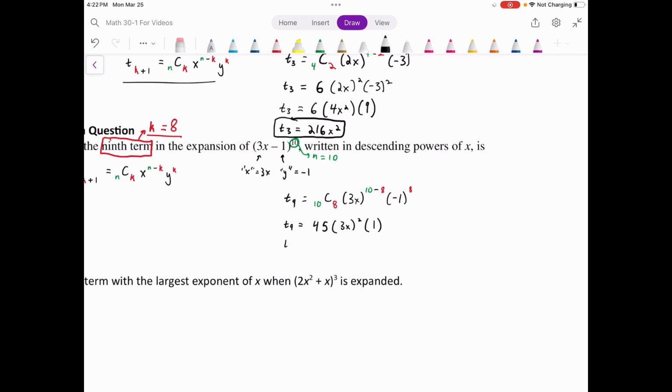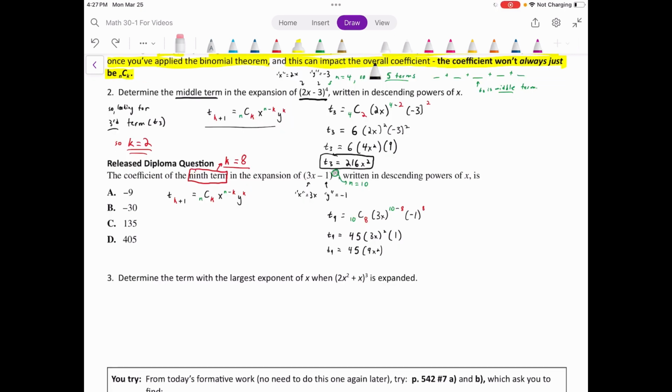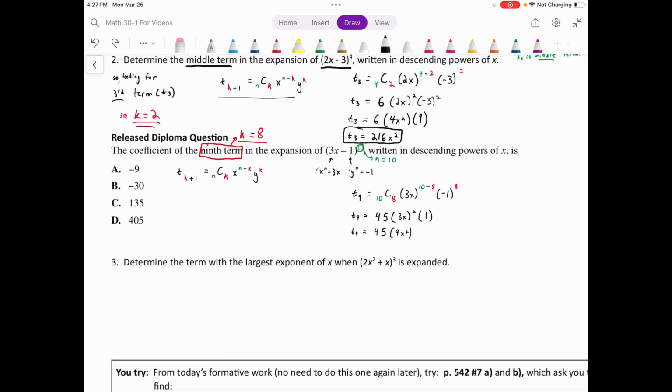So the 9th term then is going to be, since it's just times 1, we can leave it out. So we've got 45. Now, careful again, 3x is being squared, right? So see what I mean? Okay, we're doing 3 squared. That's going to impact the overall coefficient. So 9x squared. Now, the multiplying by 1, that's not going to change anything, so if we want, we can just leave it out. But here we go, we're almost done. Now we just got to simplify this out. 45 times 9 can be simplified to 405. So we've got 405 x squared. So there is our 9th term, right?